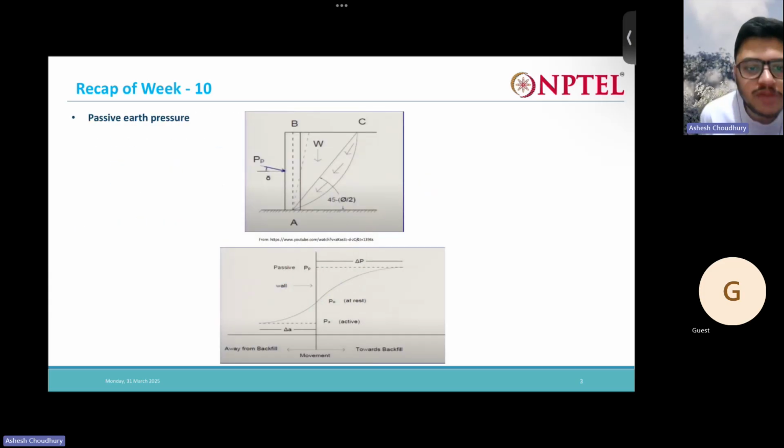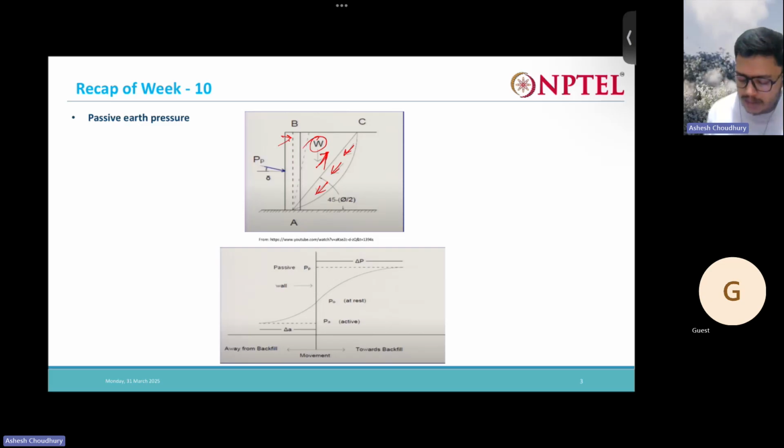Right. Then you have the passive earth pressure. Passive earth pressure is when the retaining wall moves towards the backfill. Okay, that is the case of the passive earth pressure. So obviously here the soil wedge, the failure wedge, tends to move upwards, so hence my resisting forces will develop downwards. And W is the weight of the failure wedge that is acting downwards, right?